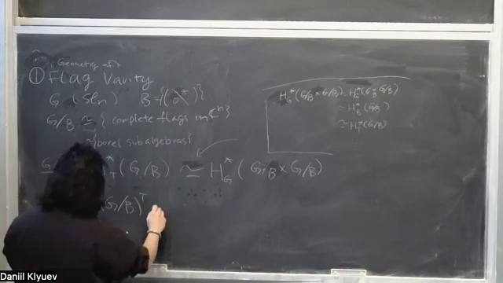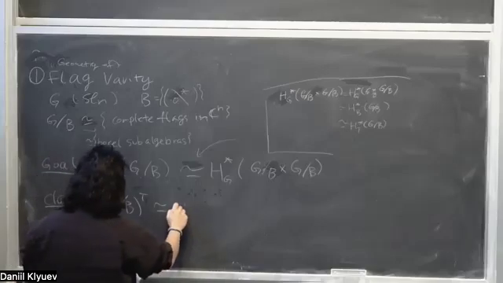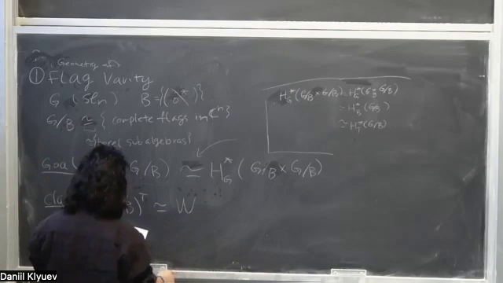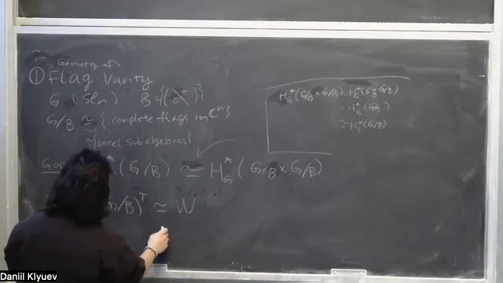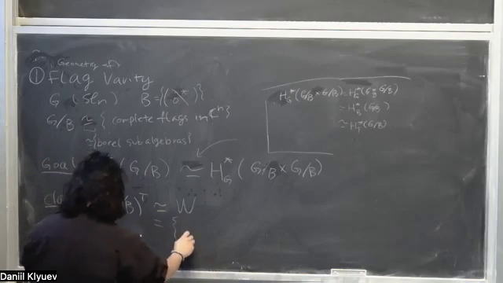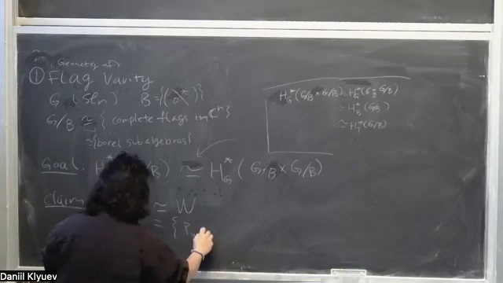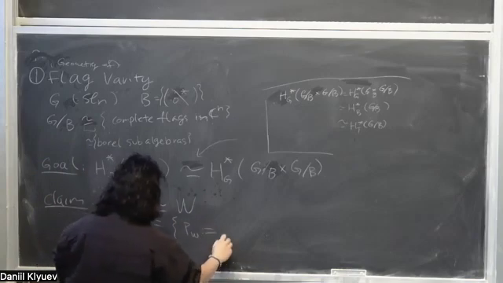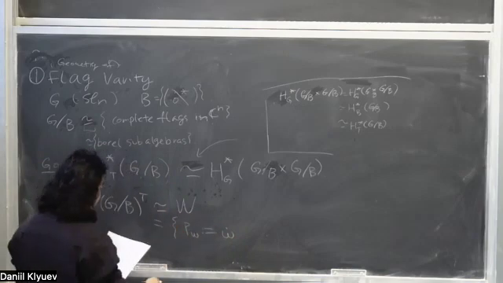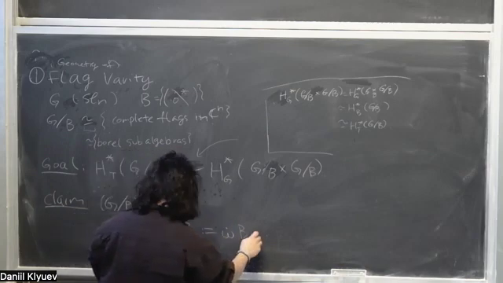This is isomorphic to the Weyl group. Explicitly, this thing is equal to, let's call it PW. You just pick any representative of elements of the Weyl group and the cosets.